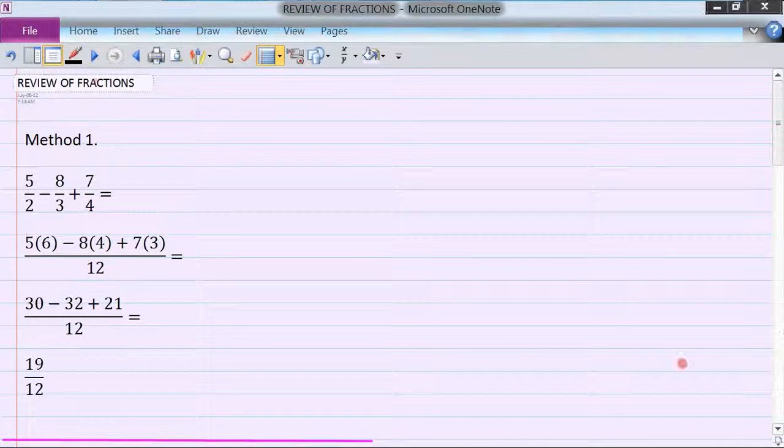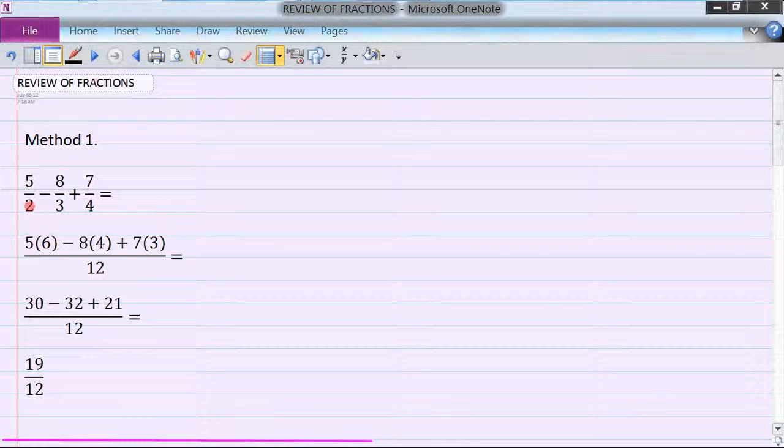Now, before I go any further, I just want to go over some rules of fractions, addition and subtraction of fractions. I'm going to take this problem and look at it and see what the solution is. Suppose I have to add 5/8 minus 8/3 plus 7/4. So I look for the lowest common multiple of 2, 3, and 4, and that's 12. So the lowest number that 2, 3, and 4 will all go into is 12.